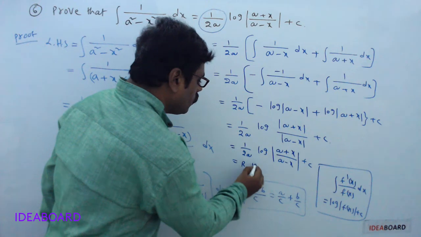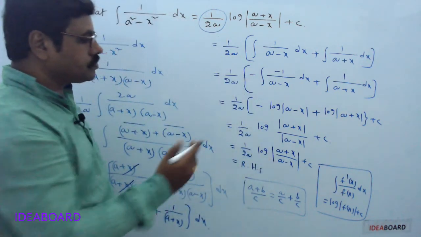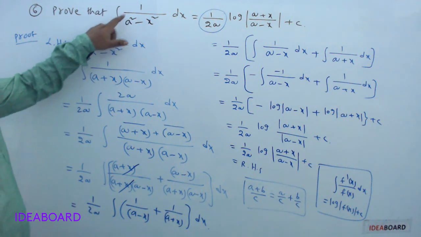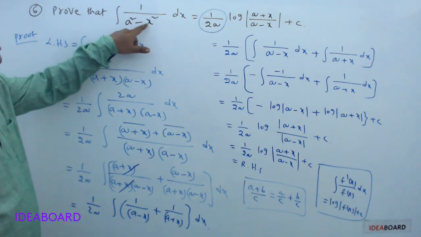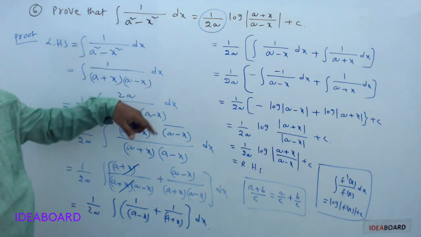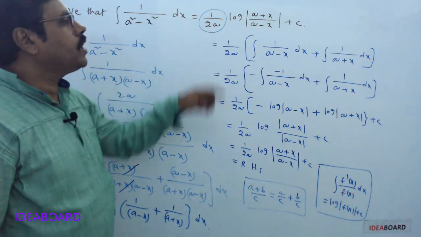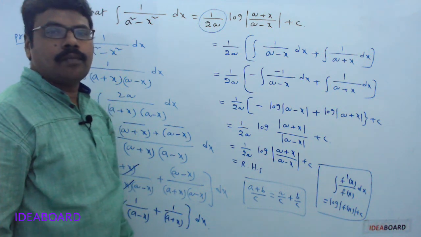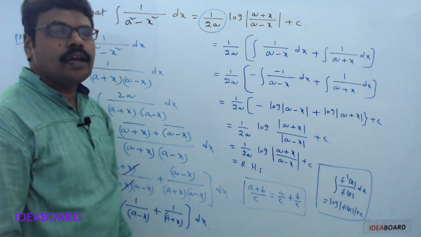Now this is equal to your RHS value. Now what is the formula? Integral 1 divided by a square minus x square dx equals 1 by 2a into log mod (a plus x) divided by (a minus x) plus some constant c.